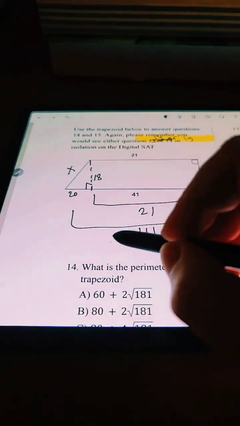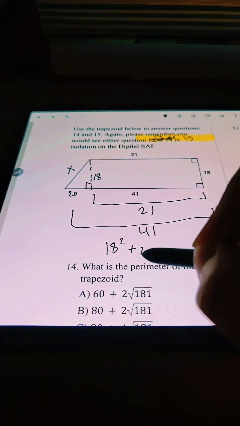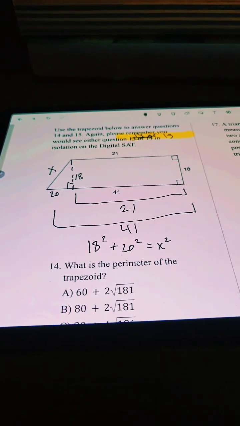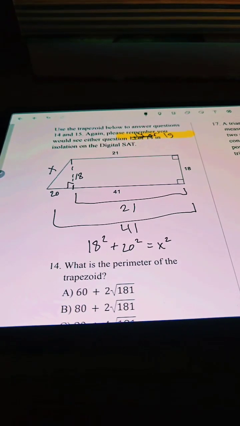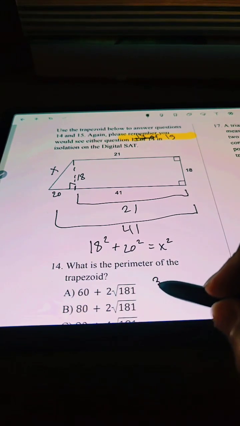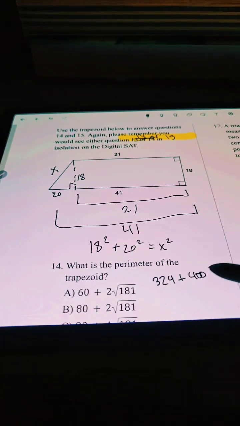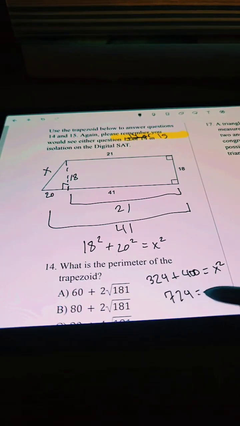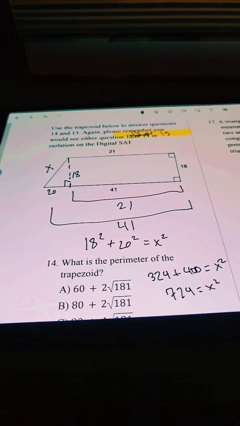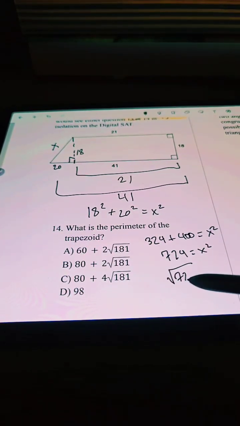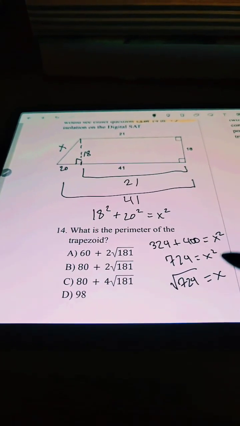So I'm going to say 18 squared plus 20 squared gives me x squared. I forget what 18 squared is all the time. It's so bad. I've done it so many times and I can't memorize it. 324 plus 400 is equal to x squared. So then that's going to be 724 is equal to x squared. So then I have to square root each side to get x by itself. So then that's going to be the square root of 724 is equal to x.